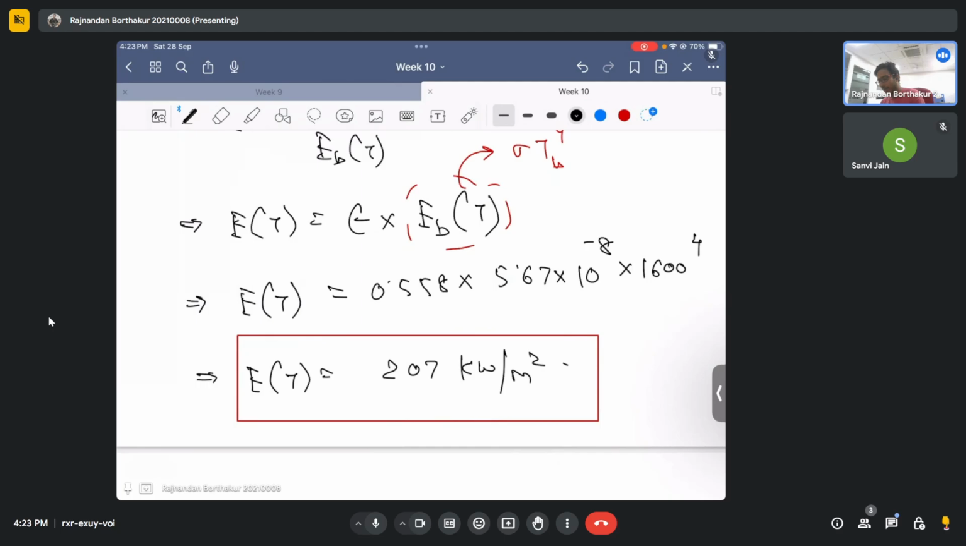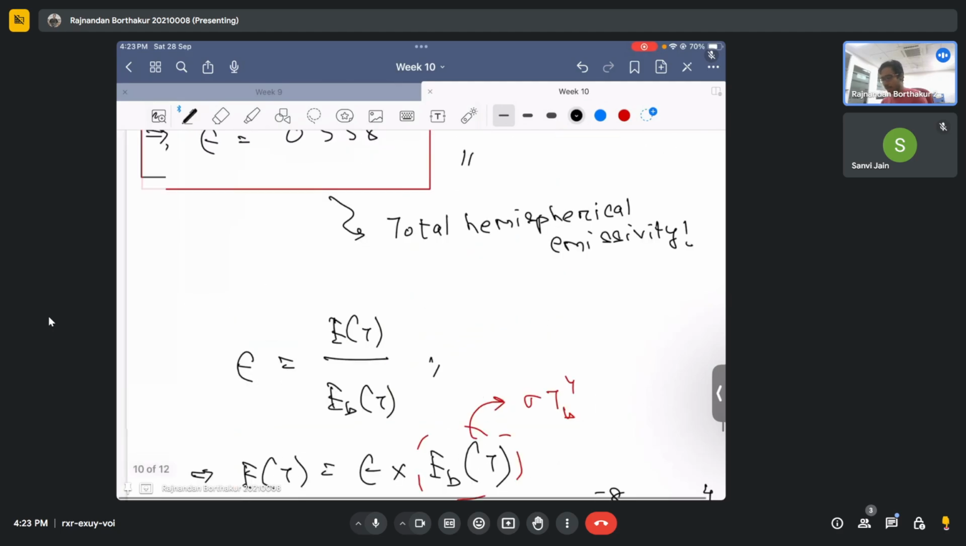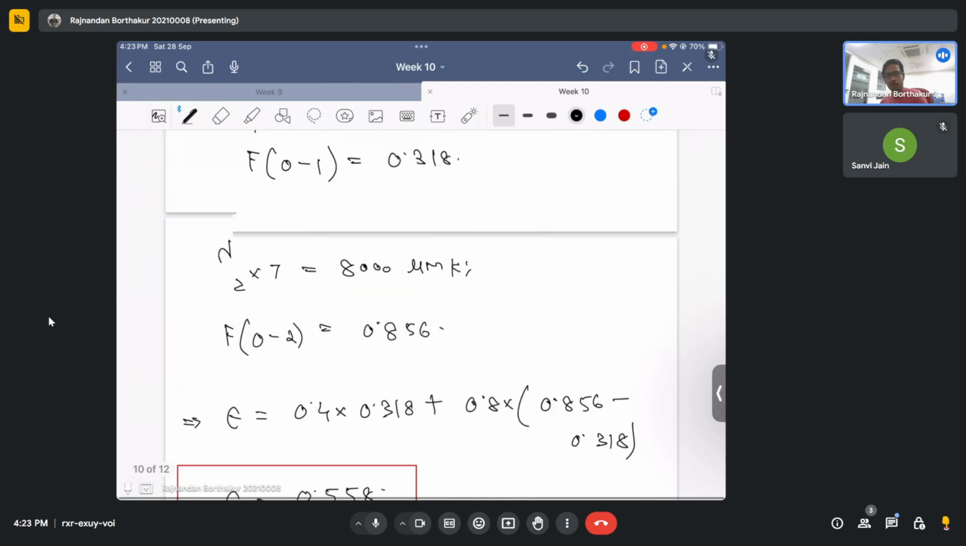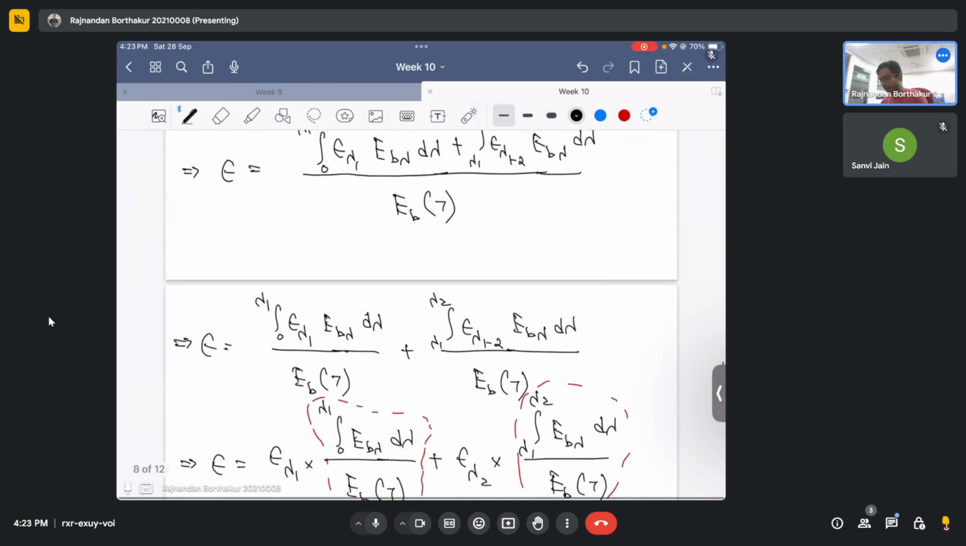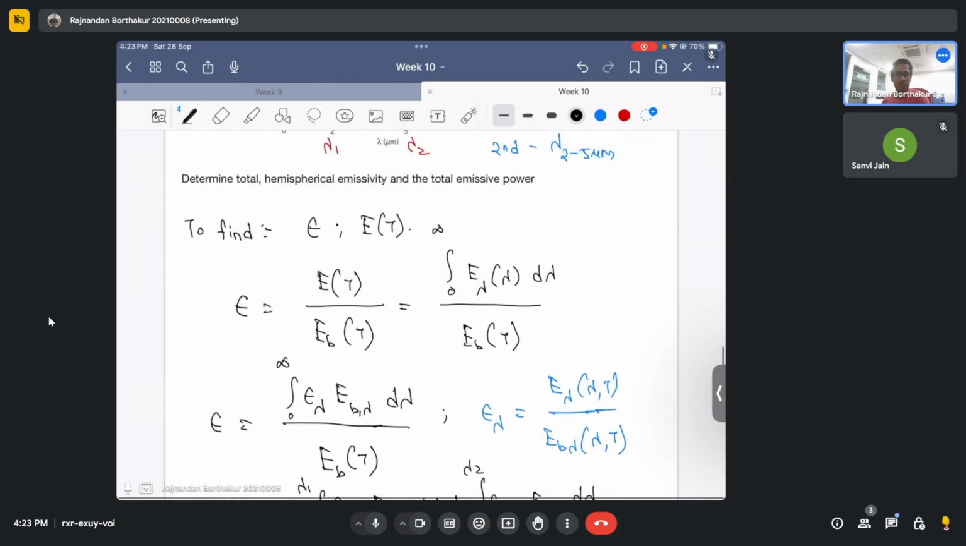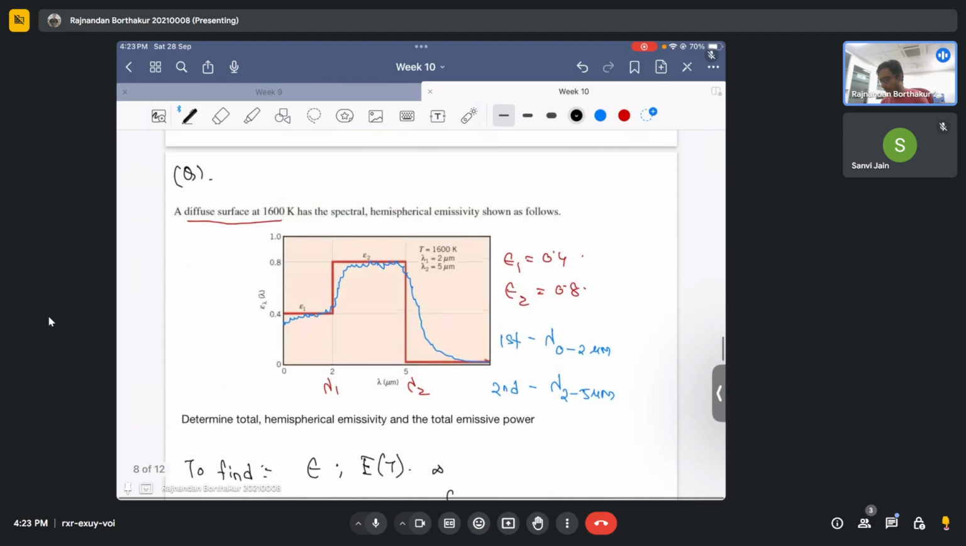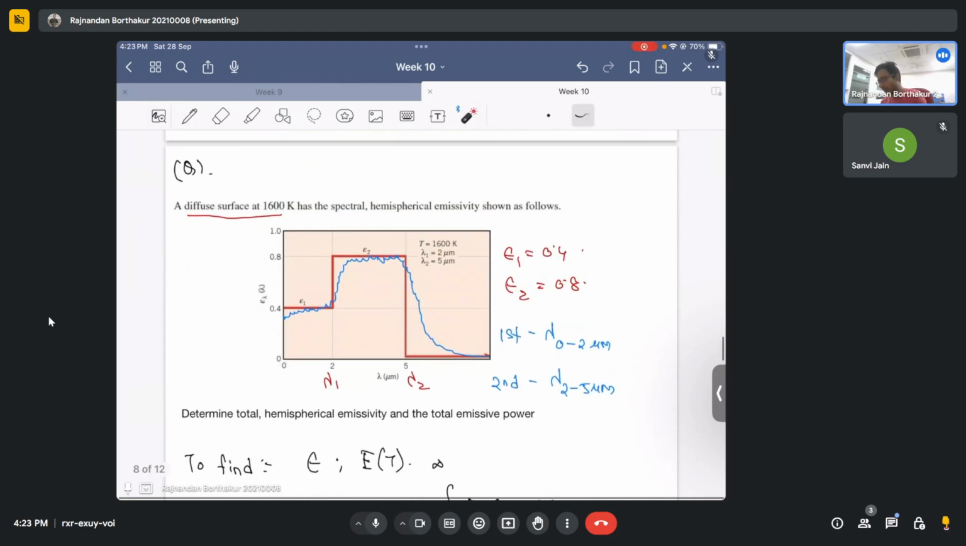So I hope now you can understand what basically we did. So I'll repeat the problem. This is an important problem, and similar problems are there in your assignments, and I hope this problem will give you a guide to how to solve those assignment problems. So it says that it was a diffuse surface given my variation of spectral emissivity with respect to the wavelength. Our task is to calculate what is the total hemispherical emissivity and thus the total emissive power.